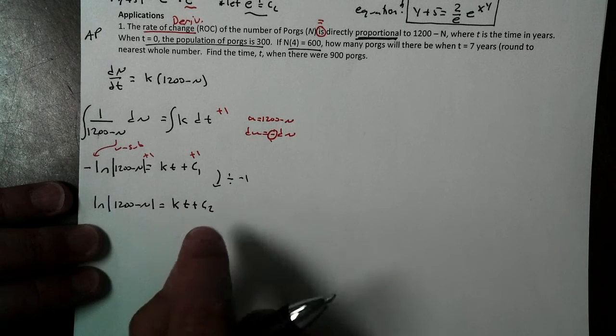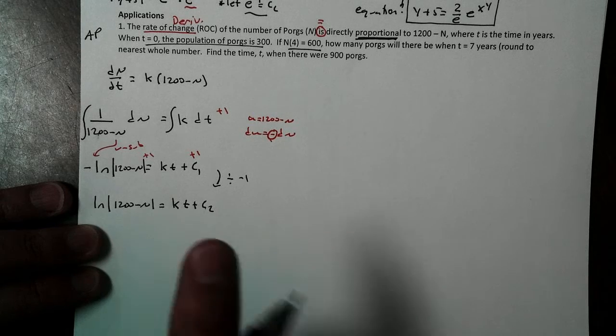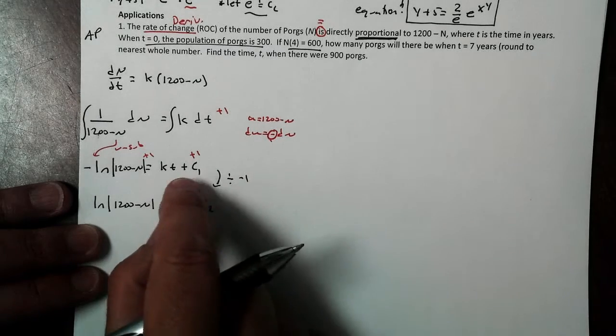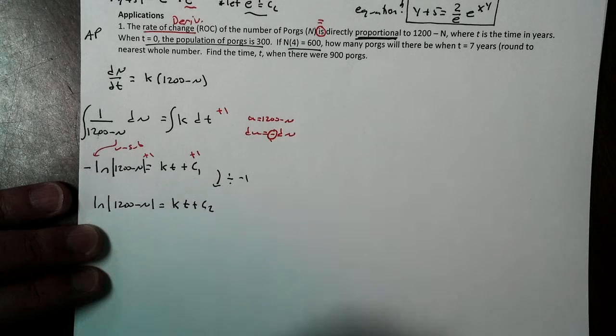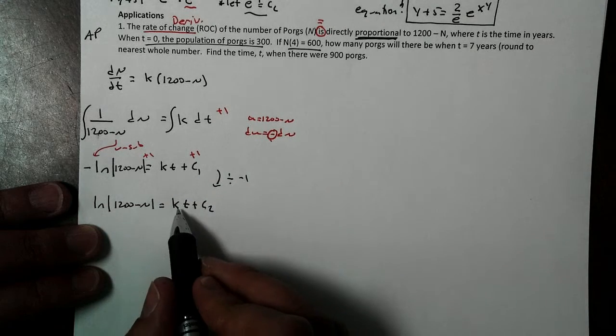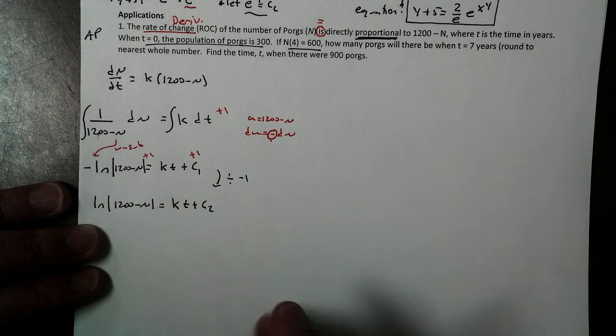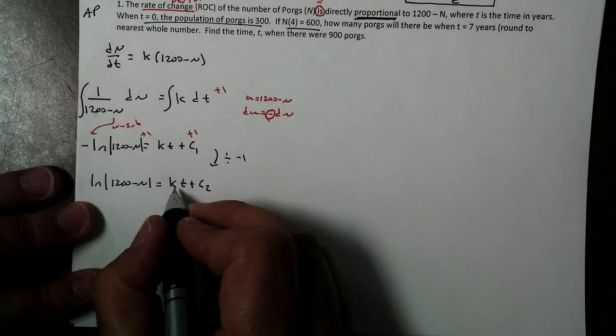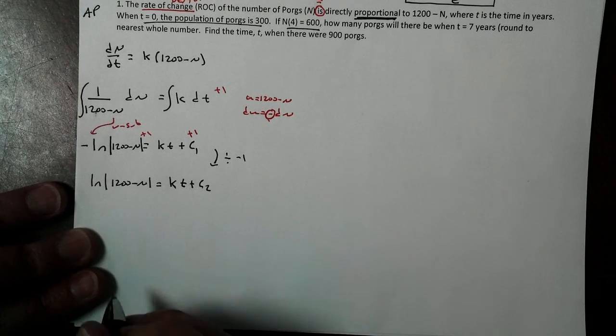That's the nice thing about constants. We really don't have to worry about them because they just get absorbed. k is a constant, c1 is a constant. Now remember, on the AP, if you leave this as k and this as c, they're okay with that, so are we. But you don't have to write the subscripts for k.